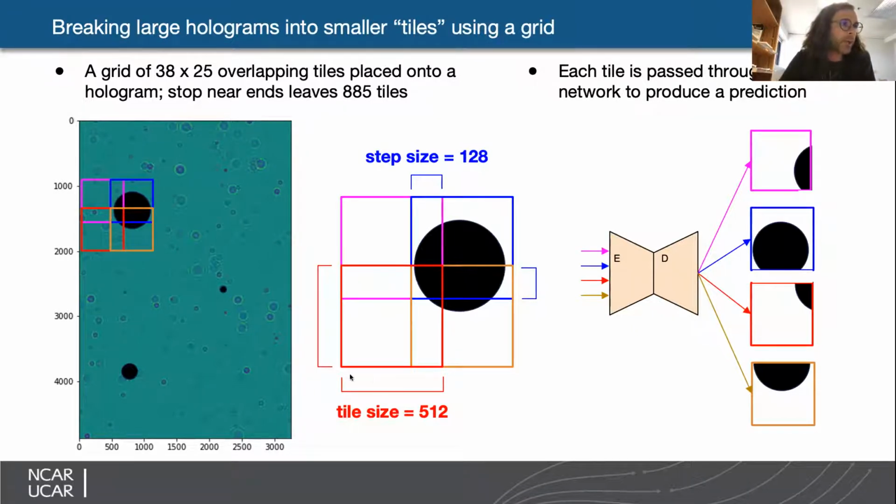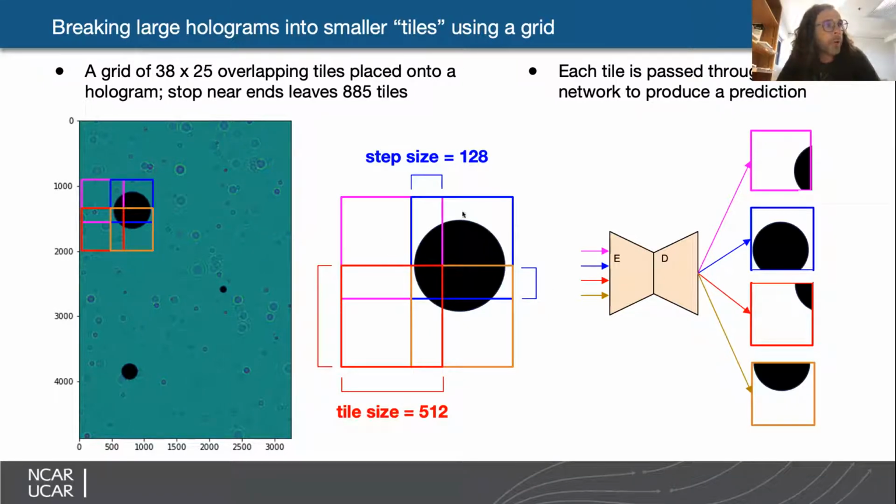You'll see that I have a tile size of 512 pixels. Note that I'm boxing around this red tile. Then there's another tile, a neighbor tile, this orange one, and that is a step size of 128. This is not quite drawn to scale. It's basically every 128 pixels, you get a new tile. So in other words, we're getting overlap between the tiles.